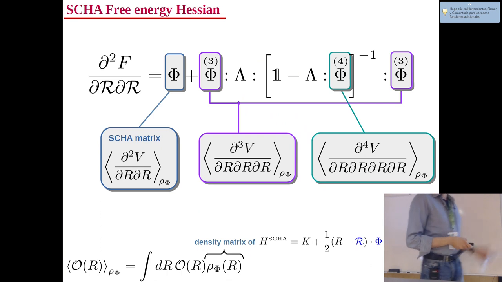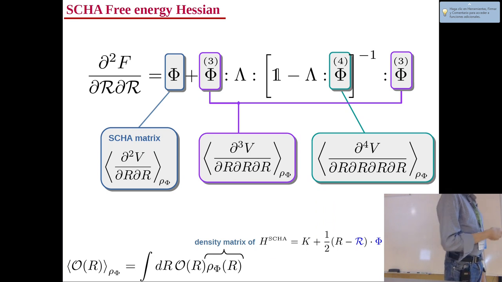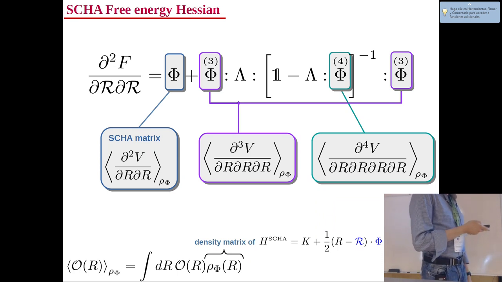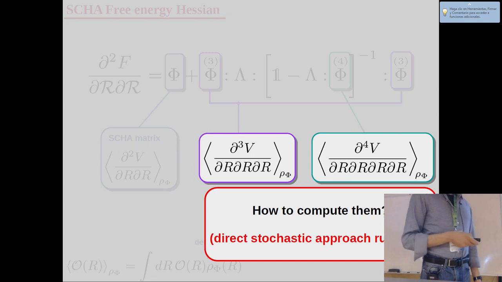Okay? Now, in principle, you could think, okay, let's use a stochastic approach to compute these two objects. But of course, this is not really doable in this way, because it would need to compute a third order derivative and fourth order derivative of the potential from first principles for hundreds of configurations. And this is, of course, I wouldn't say impossible, but it would be very hard. Okay. Luckily, we can use the fact that this rho is a Gaussian, and so we can use a trick to use a stochastic approach to compute this quantity.